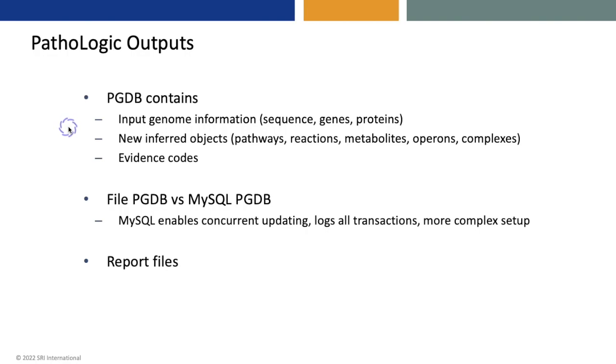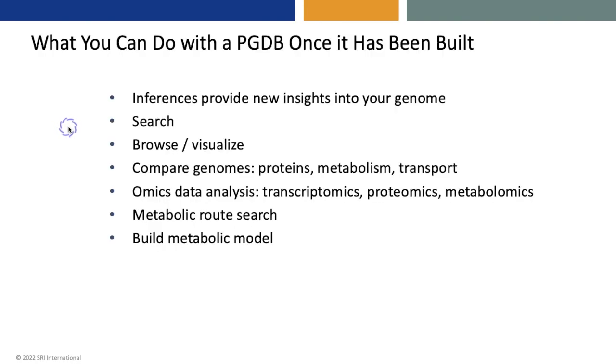Another output of Pathologic is a whole set of report files that summarize the various inferences that Pathologic has made. What can you do with a Pathway Genome Database once it's been created? Well, the inferences that Pathologic makes usually provide new insights into your genome, such as what metabolic pathways are present. It provides a large set of search capabilities to help you find information you're looking for in the genome.